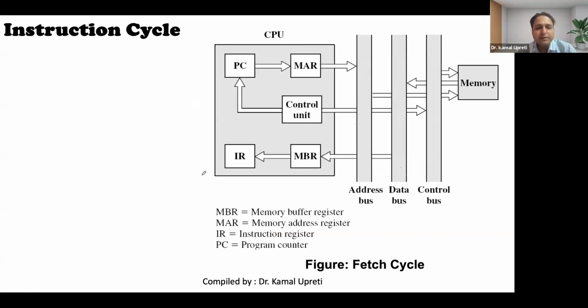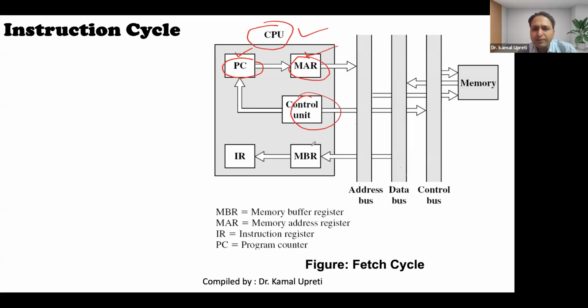And next, I'm just coming to the instruction cycle in a detailed manner. If you can see here, we have a CPU. CPU stands for central processing unit. In the CPU, you can see we have a program counter, and a memory address register.